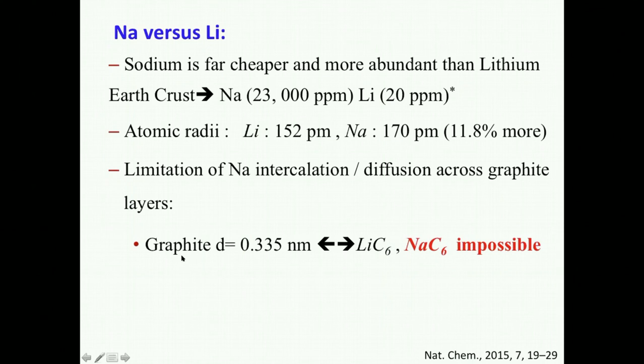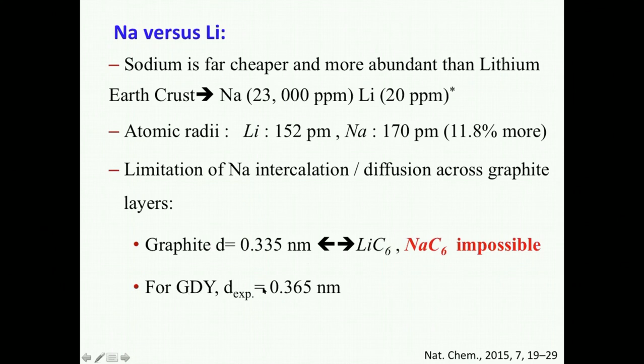For lithium, we have graphite, which has been used for many, many years. That is not good for sodium. So we need to come up with a different electrode material to make these sodium ion batteries. One of them is GDY, an abbreviation of graphdiyne.